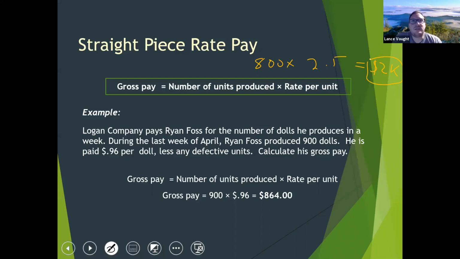And it doesn't have to be the same all the way. You might charge higher based on different levels or lower based on different levels. It just depends on the situation. So in this example, Ryan produced 900 dolls. He was paid 96 cents per doll. Assuming that there's no defective units, what would his gross pay be? It would just be the 900 units times the 96 cents per unit, and he would earn $864.